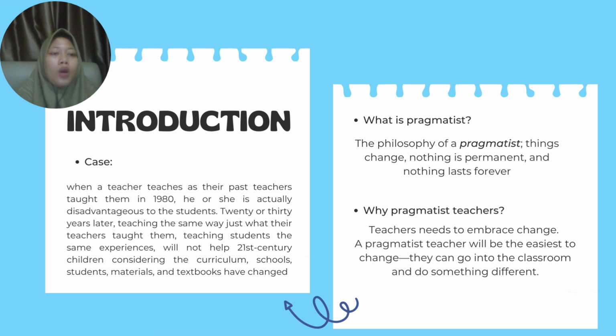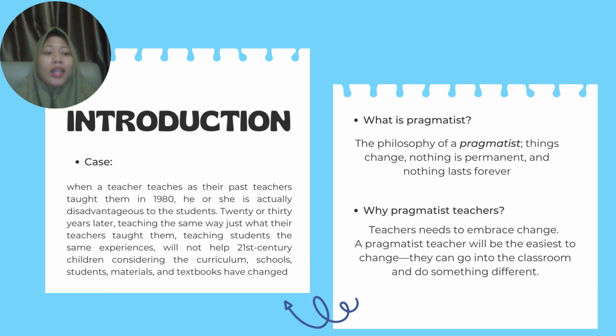For instance, when a teacher teaches the students as their past teachers taught them in 1980, there are actually disadvantages to the students, because 20 or 30 years later, teaching the same way, just like what their teachers taught them, teaching students the same experiences will not help the 21st century children, considering several things, for example, the curriculum, the school, the condition of the students, the materials, and also the textbooks, because those will have to change.